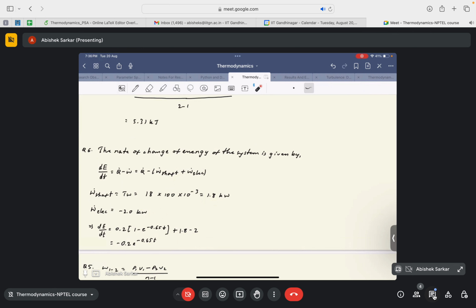the net energy transfer is minus 0.0. I think I have made a mistake here, okay. So it should be minus sign, right? I'm not wrong. Sorry, but it seems I have made a mistake from my side as well.